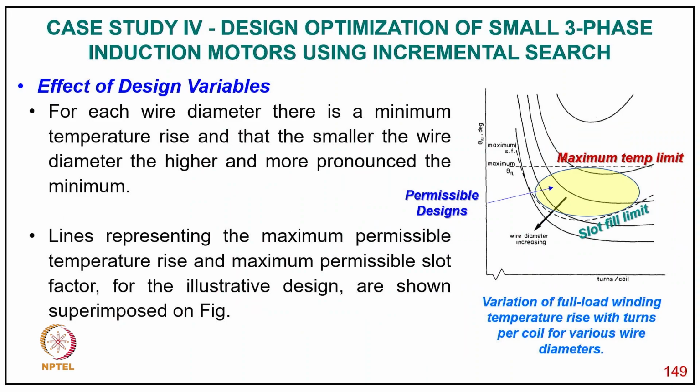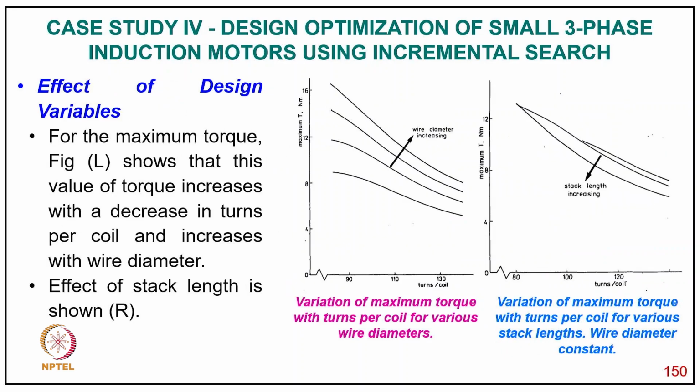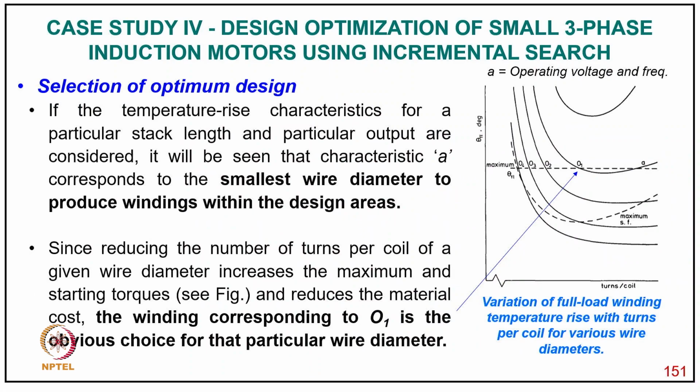For each wire diameter there is a minimum temperature rise, and the smaller the wire diameter, the more pronounced the minimum. So a line representing the maximum permissible temperature and the maximum permissible slot factor, with the listed designs, are shown superimposed in the figure. And similarly these are the sensitivity analyses of all these 3 parameters, and then this is the selection of the optimized design.